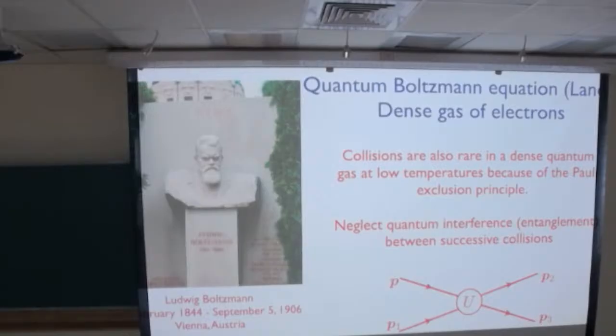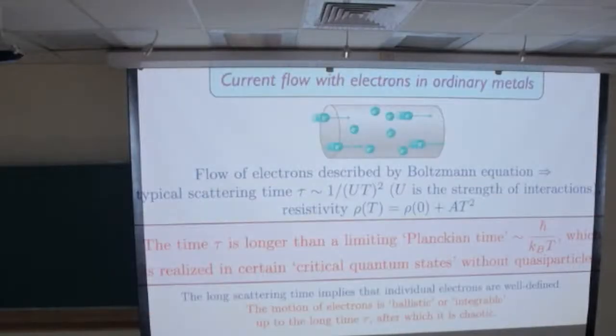So the theory has been extremely successful, and one of its predictions is that the time between collisions, or some sort of relaxation time, diverges as temperature goes to zero as the second power of temperature, and also inversely as the strength of the interaction. And one of the consequences is that the resistivity goes as T squared at low temperatures.